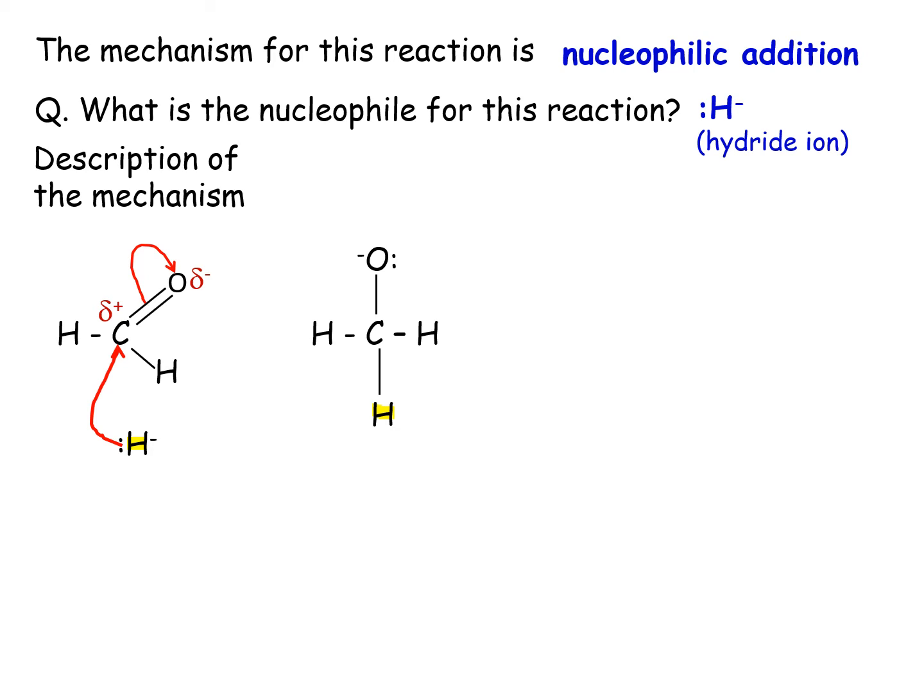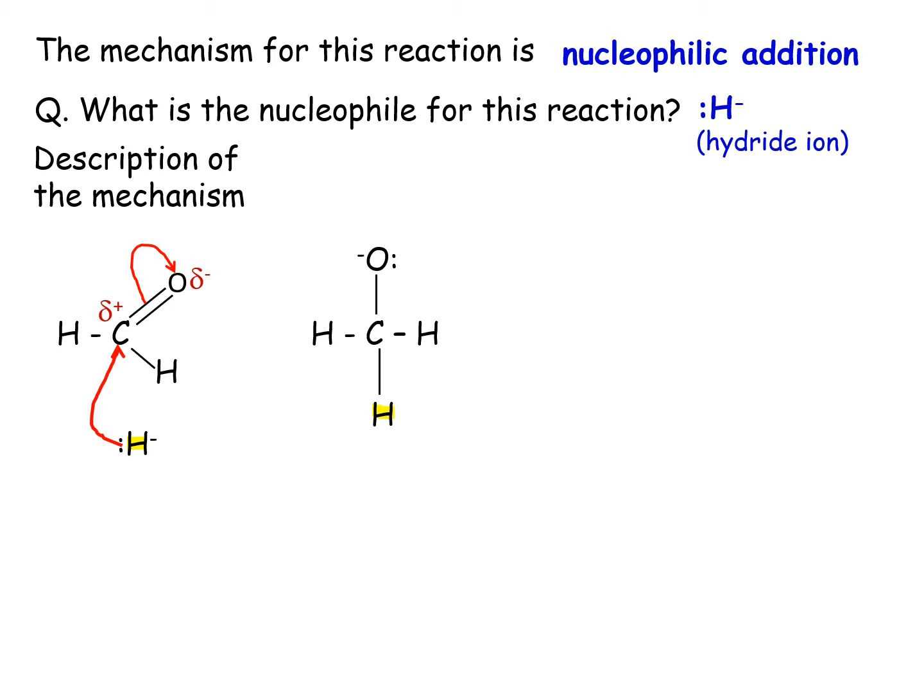Now look at what's happening to the oxygen. Think about it now. The pi bond has broken. That pi bond consisted of a pair of electrons. One of the electrons was owned by the oxygen. The other one belonged to the carbon. So they've both gone to the oxygen.